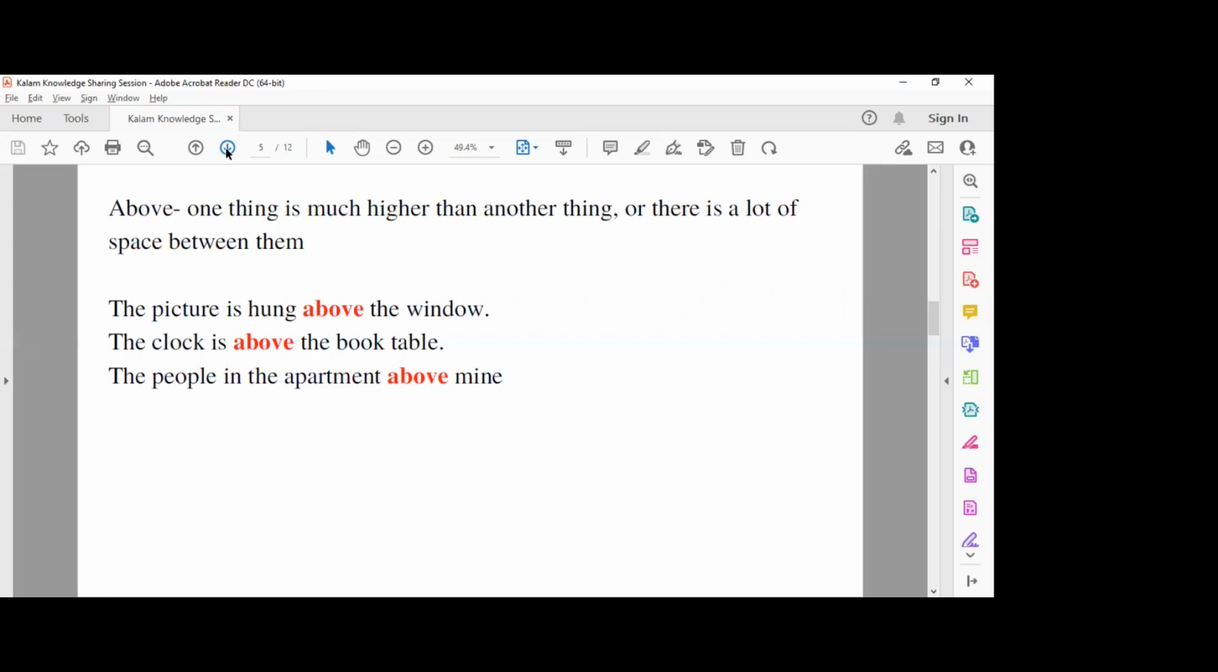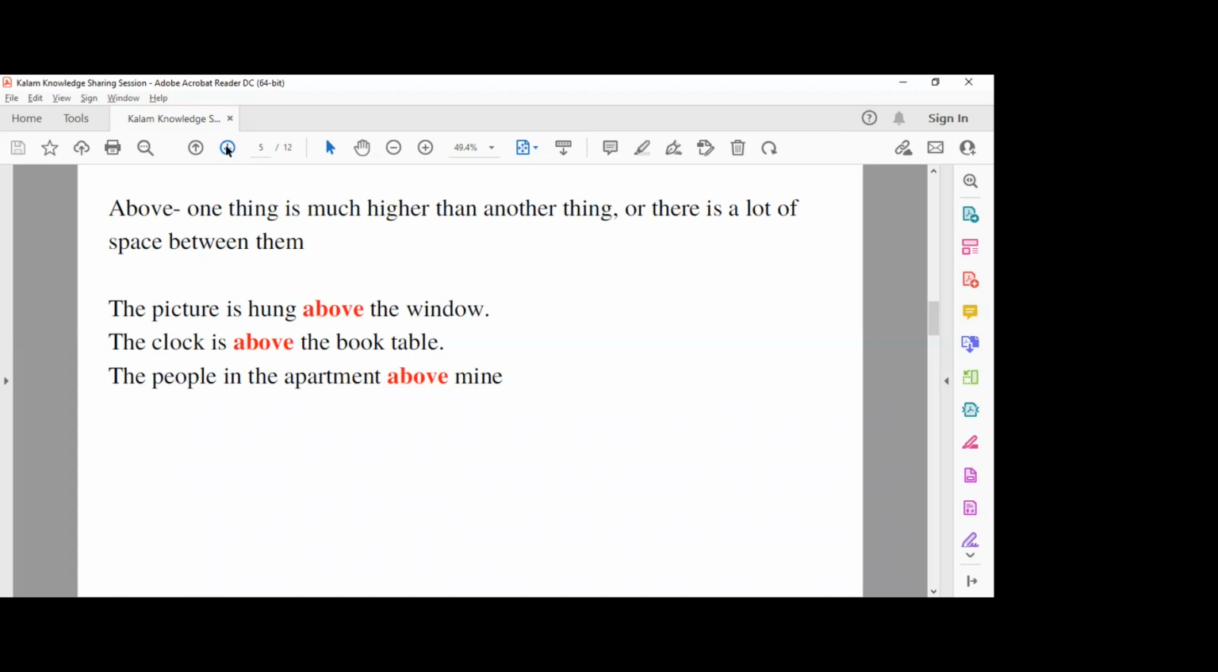First example, the picture is hung above the window. The picture is not going to move, it is stable there only. So in that case, we have to use above. Next one is the clock is above the bookshelf. Where the clock is, it is above the bookshelf.